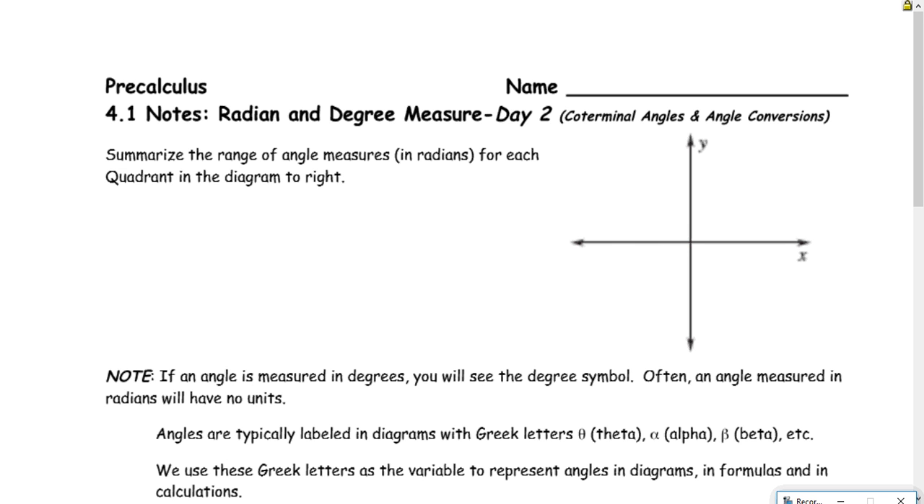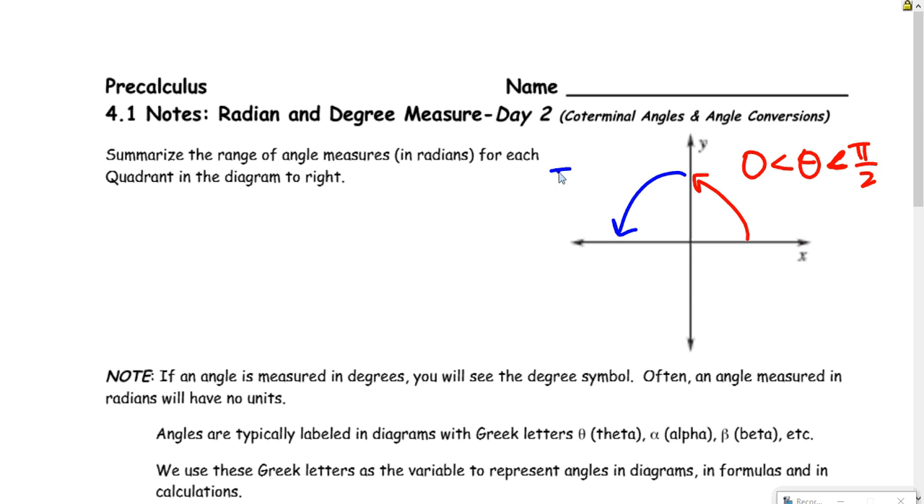Okay, so this is the second part of radian and degree measure, and they ask us to summarize the range of angle measures in radians for each of these quadrants. So if we're in the first quadrant, anywhere we land in the first quadrant, our angle would need to be between 0 and pi over 2. Sorry, that's a less than. So anywhere from 0 to pi over 2 is going to land in the first quadrant.